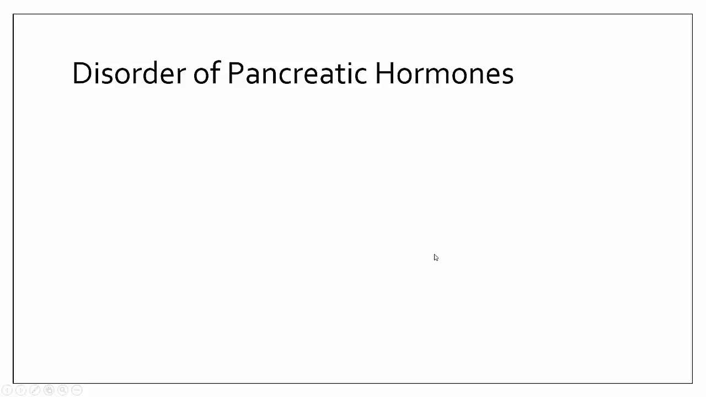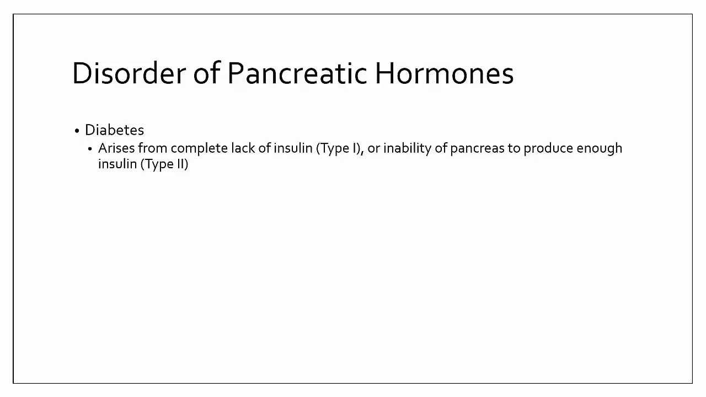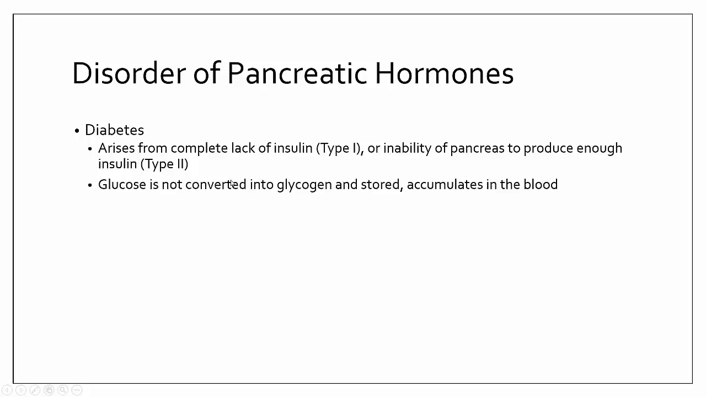So the major disorder of pancreatic hormones, of course, is diabetes. About 21 million people in the United States have diabetes. That is almost 10% of the population, and there's estimates that lots of people have the disease but haven't even been diagnosed. And then there's another 80 million people that are estimated to be pre-diabetic. So we're talking a huge 100 million people kind of crisis of this disorder. Diabetes arises from a complete lack of insulin, that's type 1 diabetes, or an inability of the pancreas to produce enough insulin that the body needs, and that's type 2.